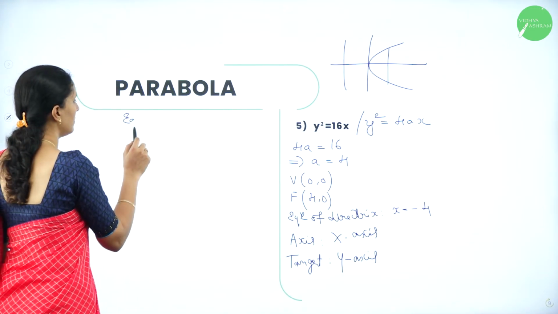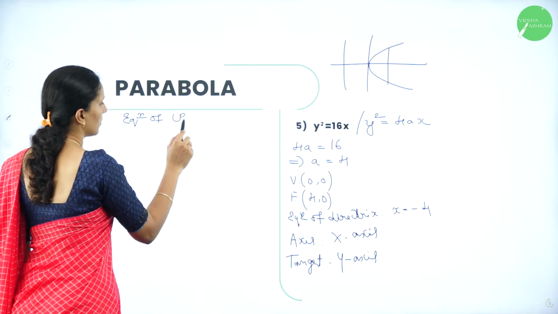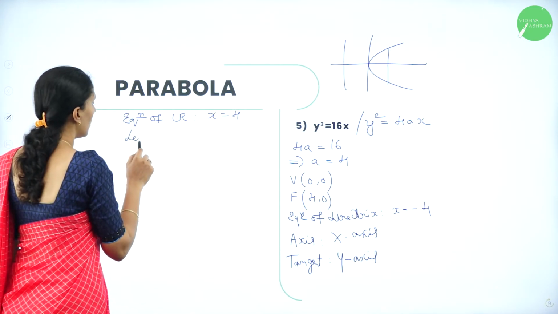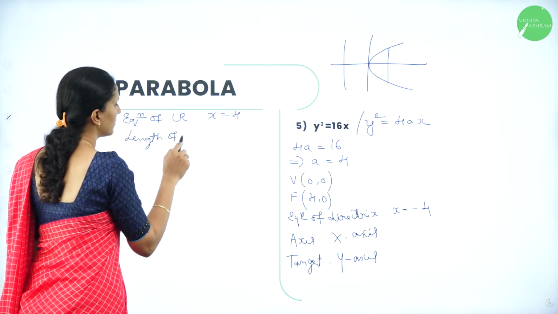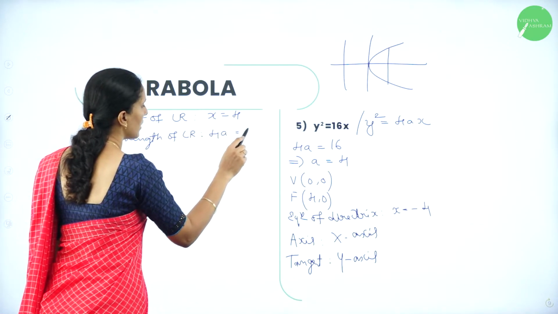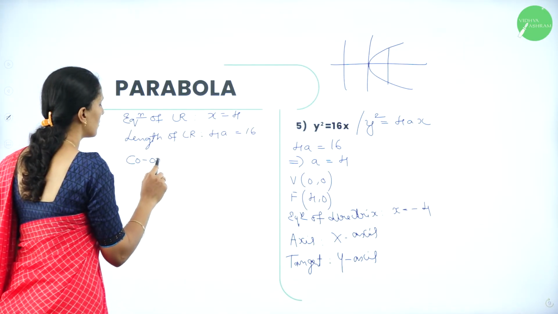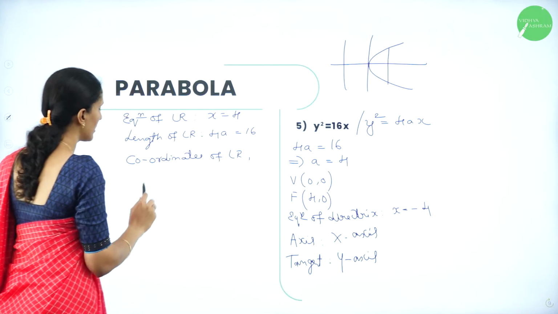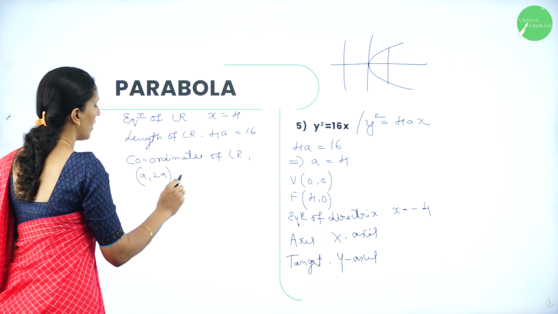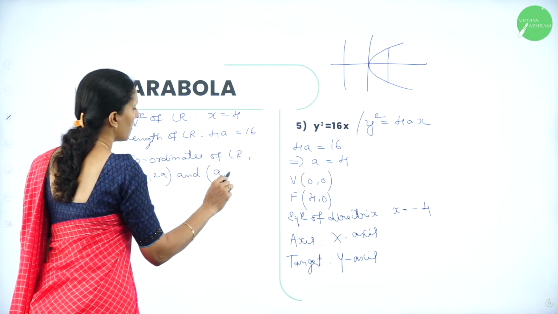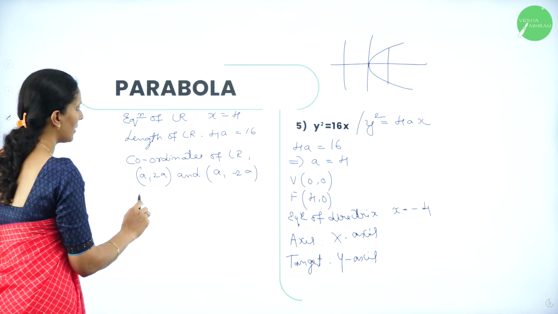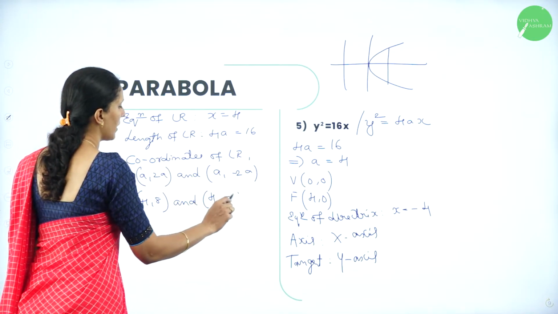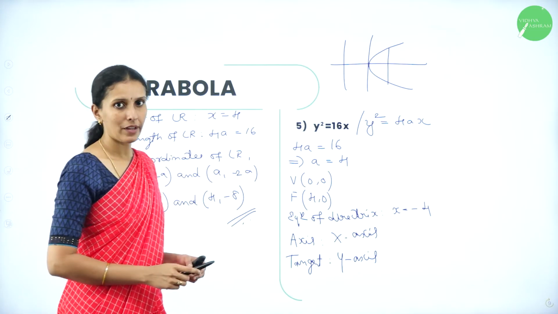Equation of latus rectum. It lies on the positive side of the x-axis. Therefore, x is equal to 4. Length of latus rectum is nothing but 4a, which is equal to 16. Coordinates of LR are a comma 2a and a comma minus 2a, which is nothing but 4 comma 8 and 4 comma minus 8. So these are the characteristics of the given parabola.